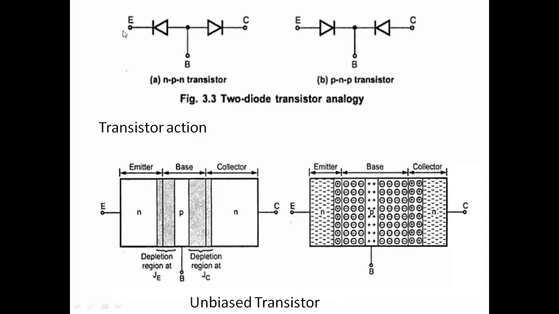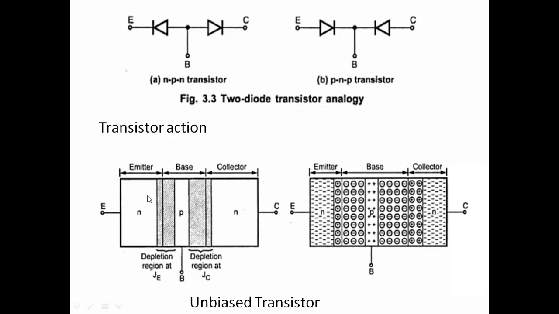So here it is an unbiased transistor, so there is no external voltage applied. How will the base, collector and emitter regions of this transistor be formed? Similarly here, N type and P type and N type materials are joined together.